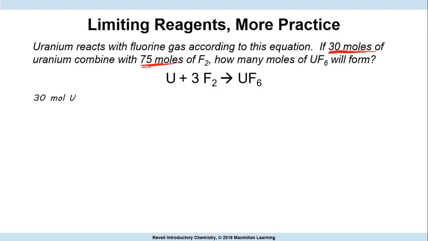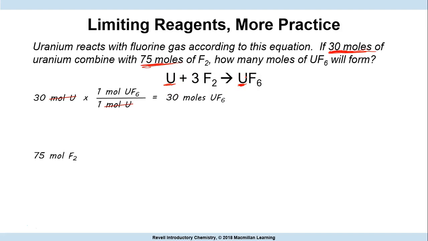Now, let's see how we can convert from moles of uranium to moles of uranium fluoride. So, we have 30 moles of uranium. We see that in the balanced equation, 1 mole of uranium gives 1 mole of uranium fluoride. So that is the conversion factor that we're going to use. That is going to be times 1 mole is to 1 mole, right? So that gives us 30 moles of uranium fluoride. So the 30 moles of uranium gives us 30 moles of uranium fluoride.